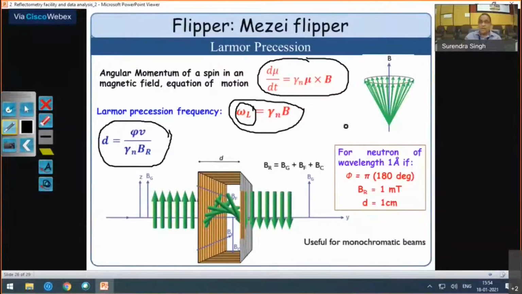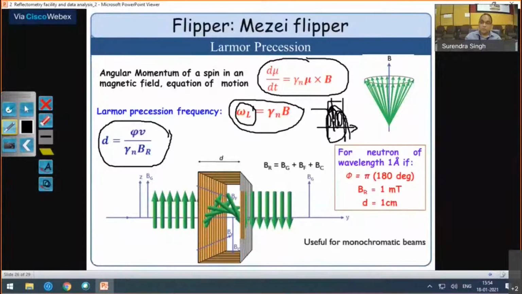Now suppose you applied a magnetic field perpendicular to this spin; the spin will precess around it. You have a neutron coming with some velocity, a spin-up neutron, and you have applied a magnetic field in this direction. If this is the distance d over here, the neutron will start precessing here, and will come out at some angle, which is phi.